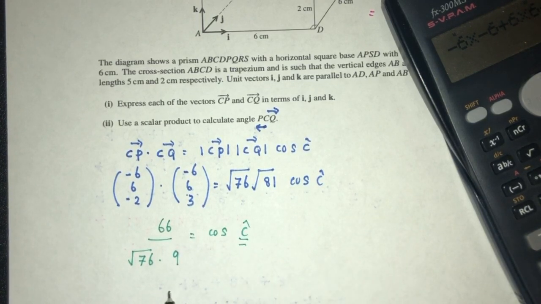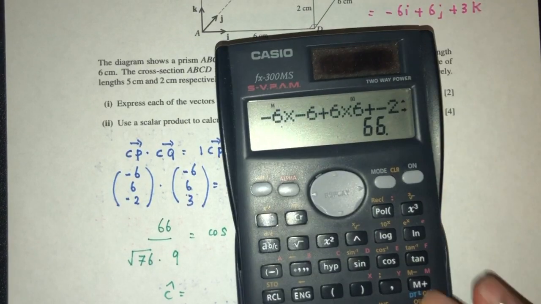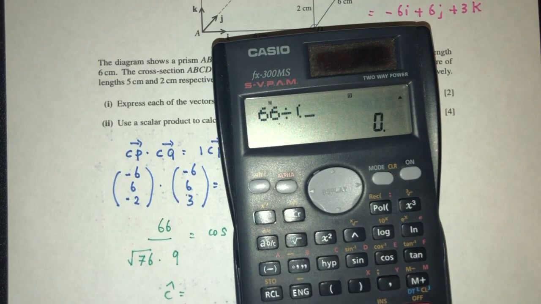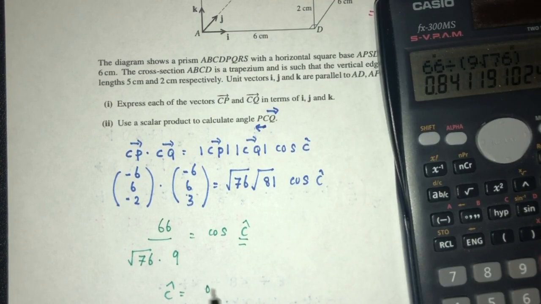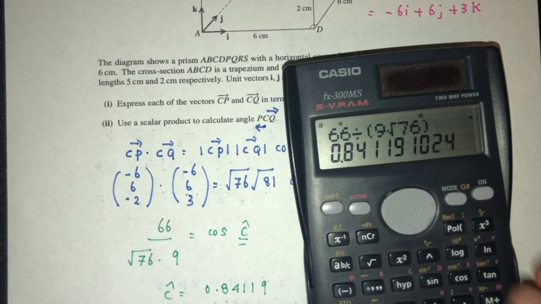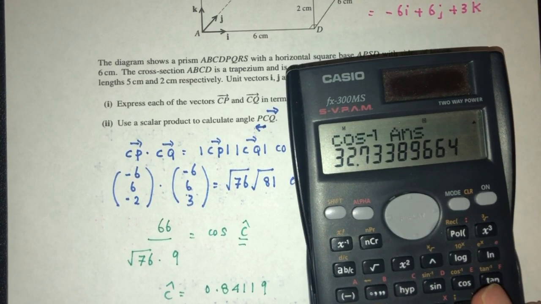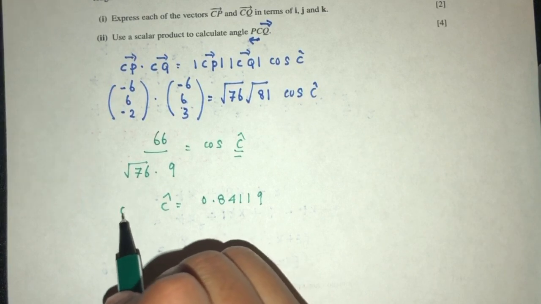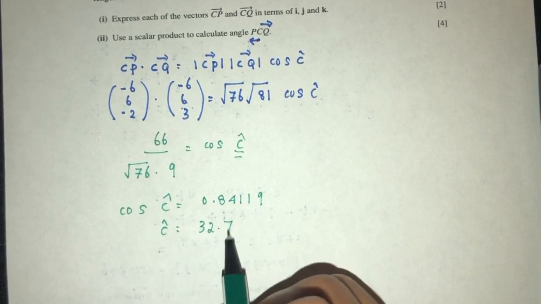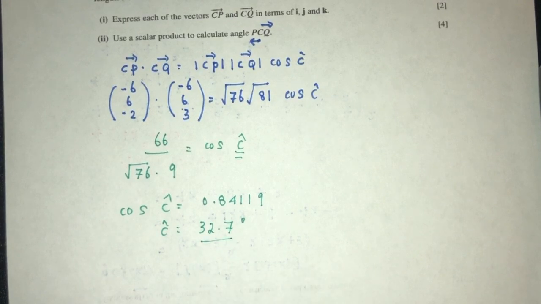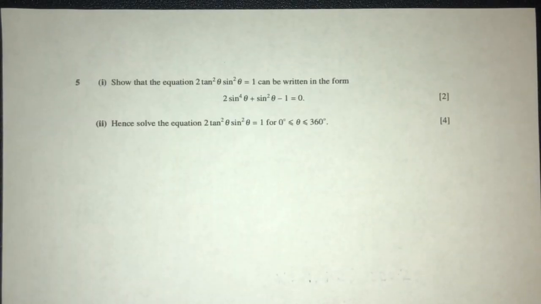So angle C will be what? Let's find out. 66 divided by 9 root of 76. That will be 0.84119. So cos inverse of that will be 32.7. So this is obviously cos of this, so C will be 32.7 degrees correct to 1 decimal place. Now let's move on to the next question.